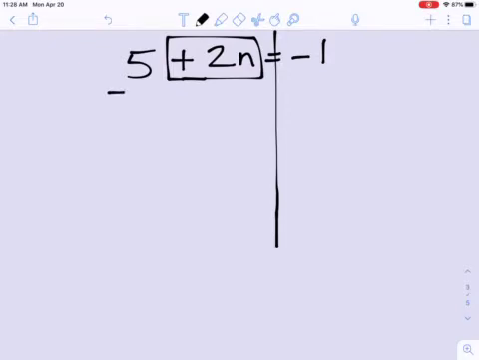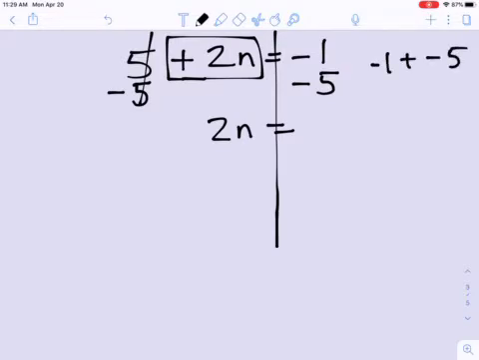So we're going to subtract this, because that is the opposite of what's being done. Right now, the 5 is adding to the 2n. We want to get rid of it. We want to do the opposite. So we subtract 5 from both sides. You have to do it from both sides because it's a balanced equation. And whatever you do to one side, you do to the other. So 5 minus 5 gives me 0, and that leaves me with 2n over on this side. And then negative 1 and negative 5, and I think of this as negative 1 plus negative 5. Negative 1 plus negative 5 gives me negative 6.